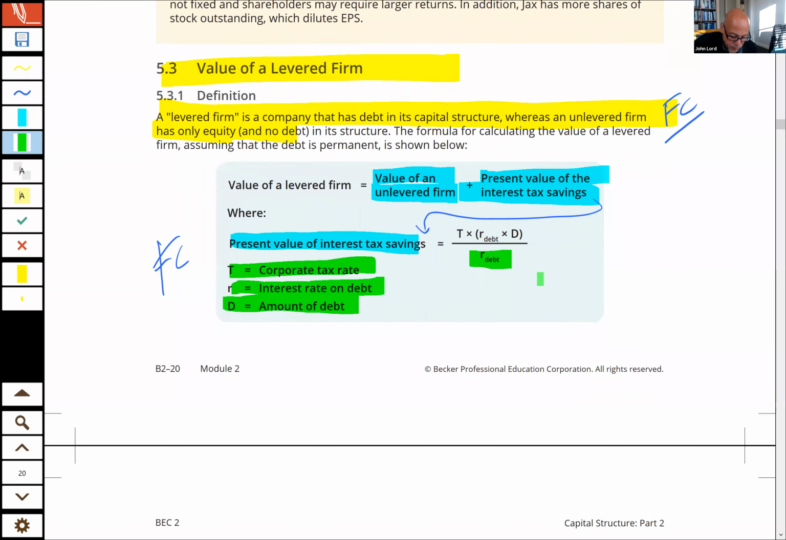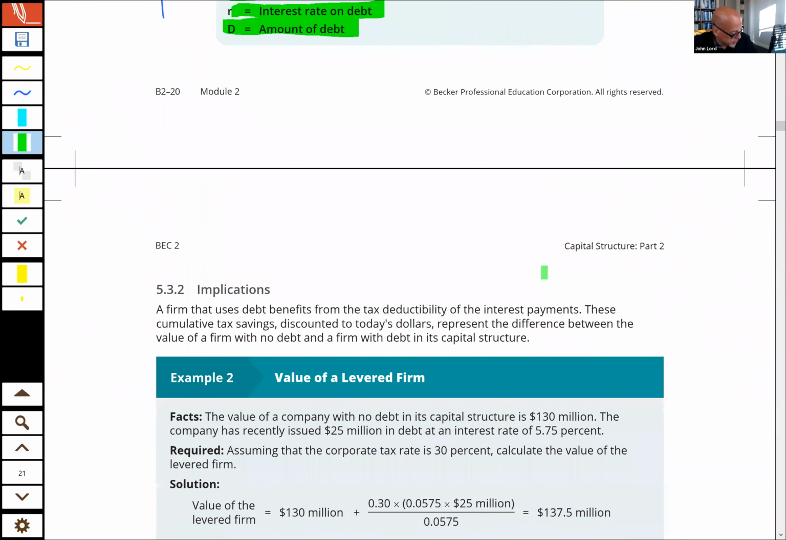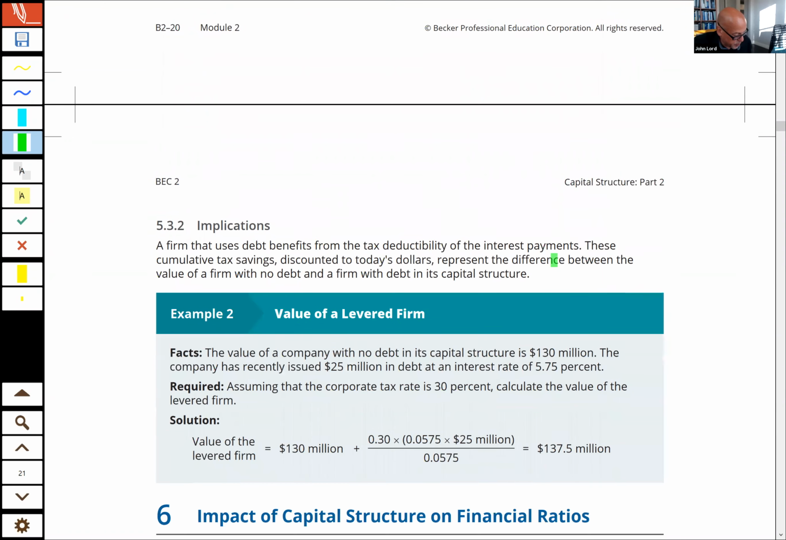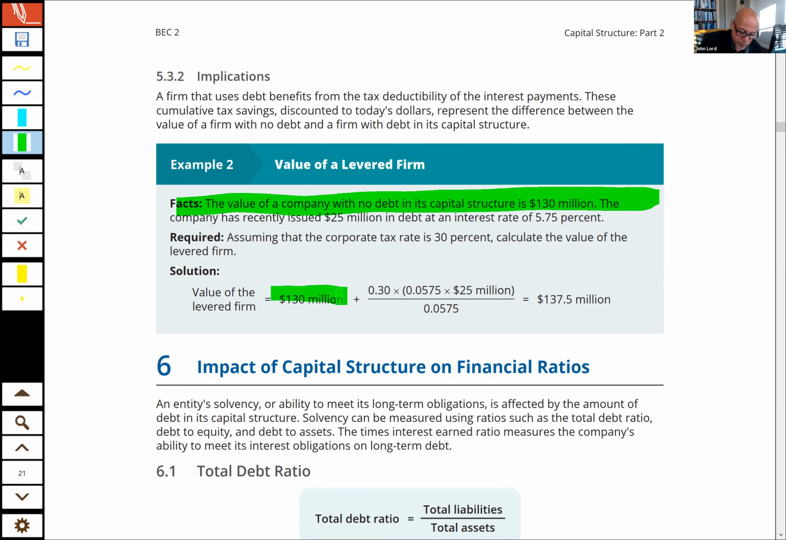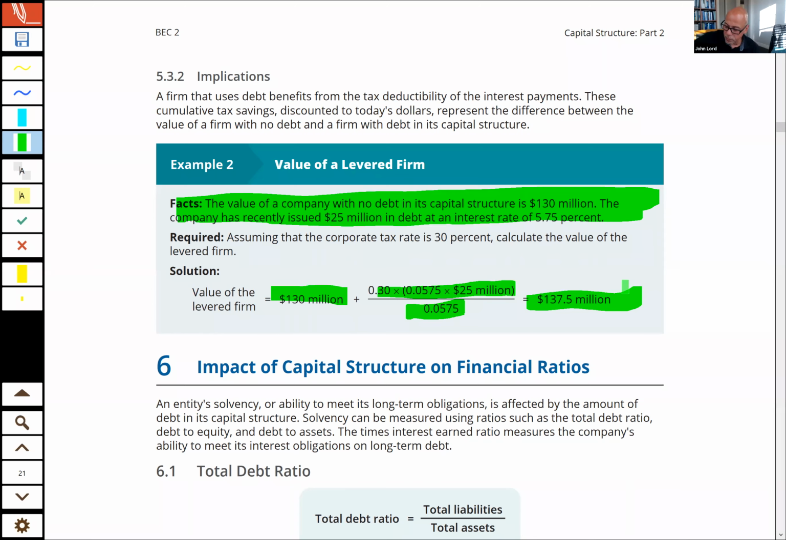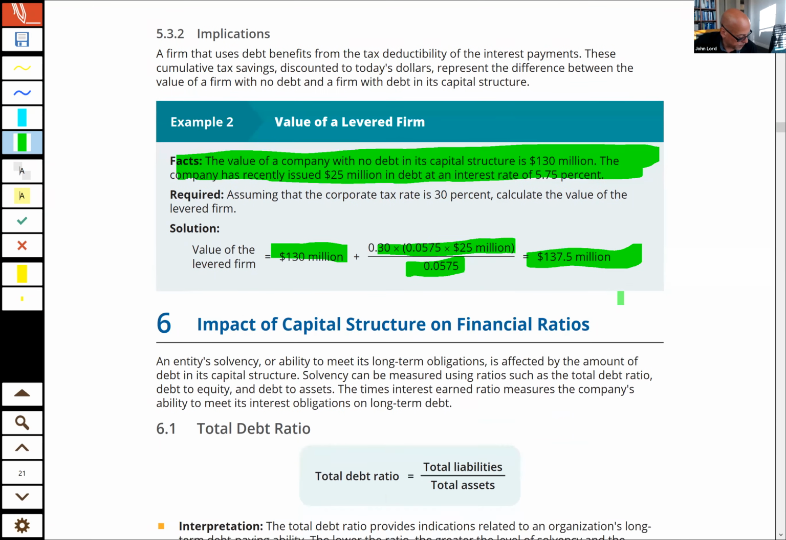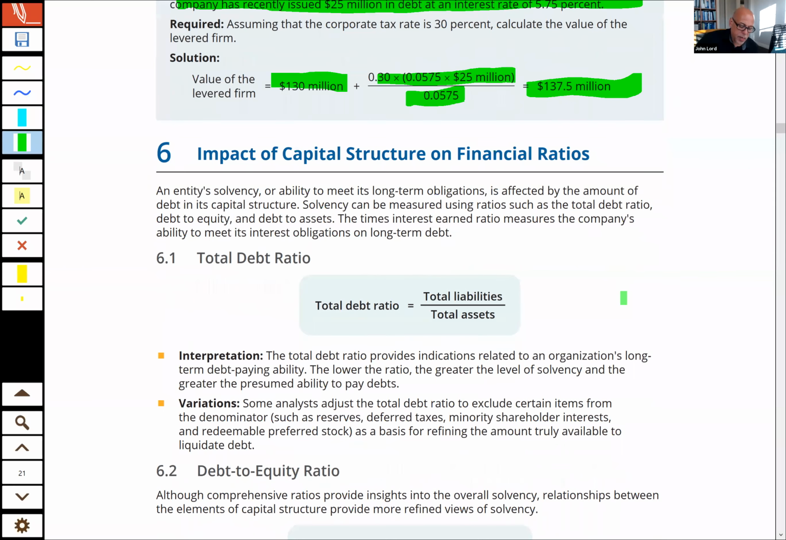Let's look at this example on the next page. The value of the company with no debt in its capital structure is 130. The company has recently issued 25 million of debt at an interest rate of 5.75%. Using the formula, we get 137.5. Okay, good.